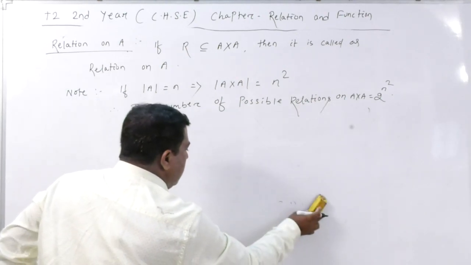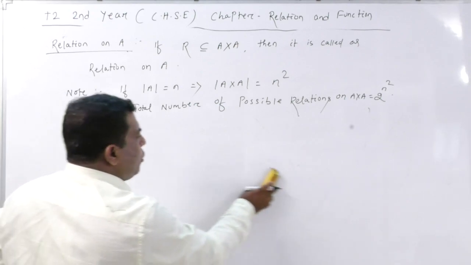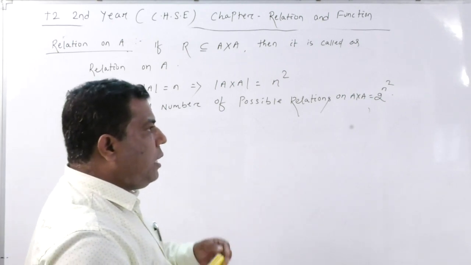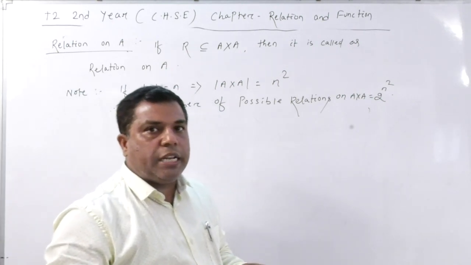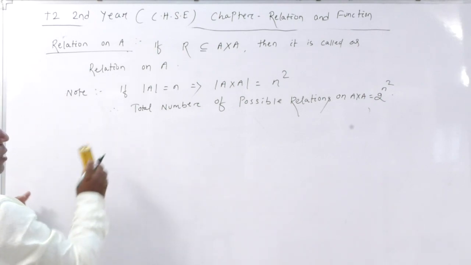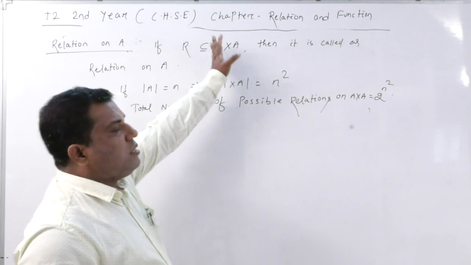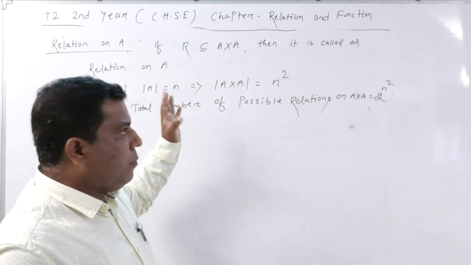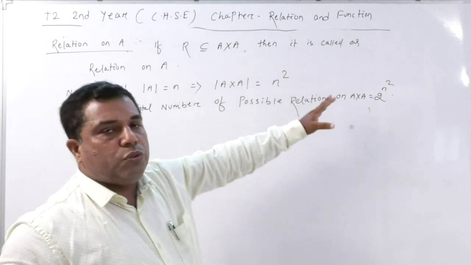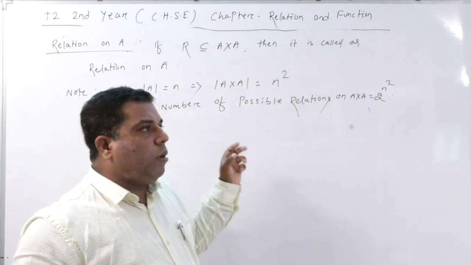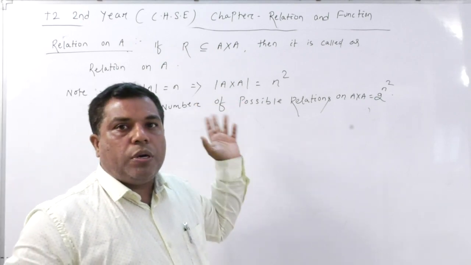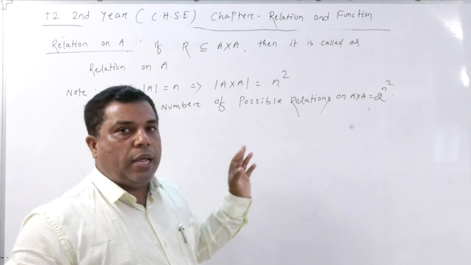Next, we will go for some particular relations. From here, we are gradually moving to an important concept. If the relations are from A cross A, then the number of possible relations is 2 to the power n square, and from those we are discussing some important relations today, some particular relations.